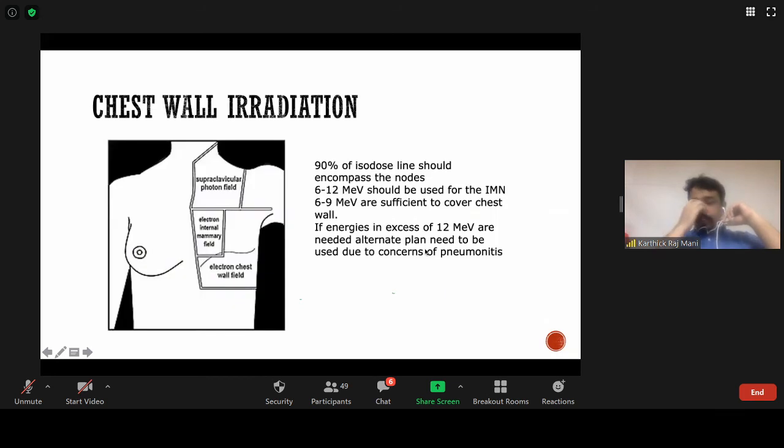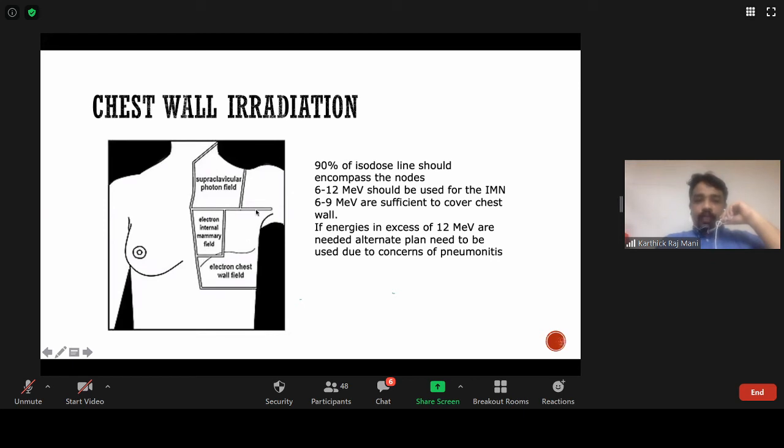And regarding chest wall irradiation, there is normally an advantage of using electron. In the supraclavicular field you can use a photon field, and for the chest wall you can use an electron field. If an IM field is indicated, you can use different energies, because the chest wall thickness is going to be different and the internal mammary chain field is going to have a different thickness, so we can use different energies for the IM field as well as for the electron chest field.